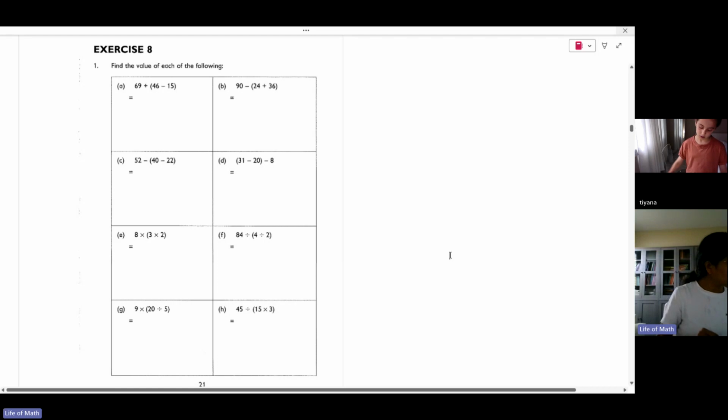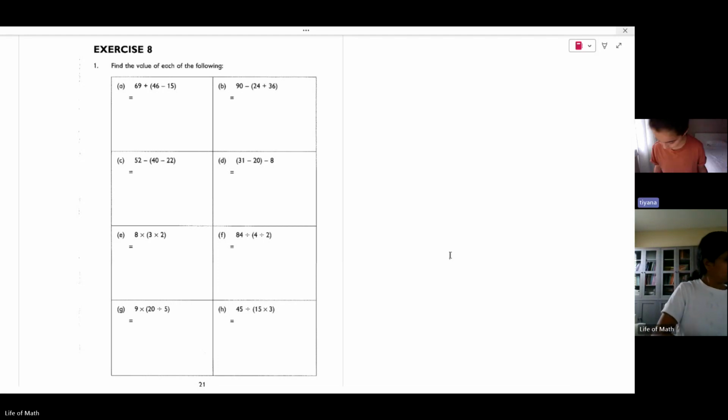Which question are you on? Last one. Okay, got it. What is A? 100. Correct. B? 30. Correct. C? 34. D? 3. Correct. Next. 48. Correct. 42. Correct. 36. Correct. 1. Correct. When the parentheses are given, no issues at all.